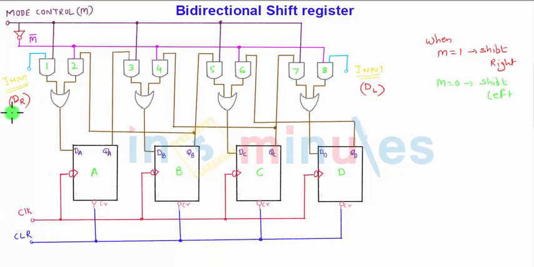So let us consider the shift right operation first. So M is going to be 1 and M bar is 0. Since M bar is 0, and M bar is connected to AND gates 2, 4, 6, 8, you know the basic operation of AND, so this will be 0 for gates 2, 4, 6, 8. Now these gates are not functional or they are of no use when M is equal to 1. Now when M is equal to 1, gate numbers 1, 3, 5, 7 are working, and since 1 is working, the input at DR, the data will be sent from here.